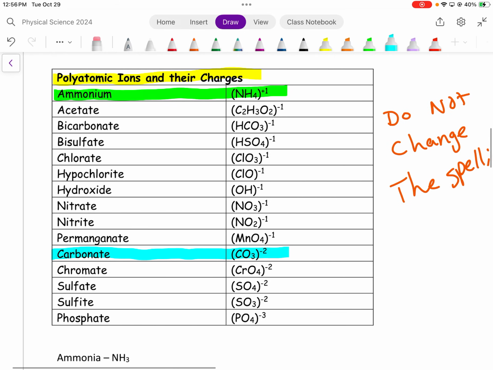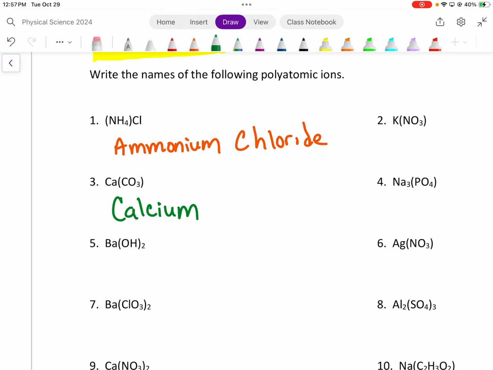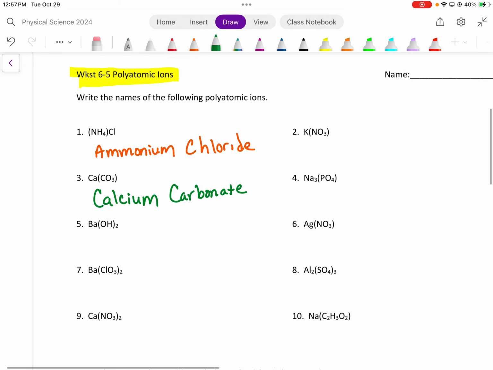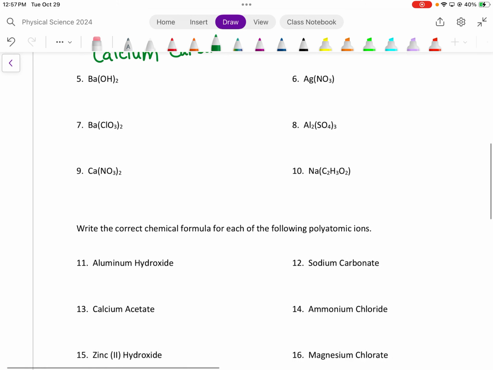So I'll take that name again. Do not change the spelling. I'll take it exactly as I see it. That's it. I'm all done. That's calcium carbonate. That's naming a polyatomic ion. And I would just repeat the process for the rest of the page.